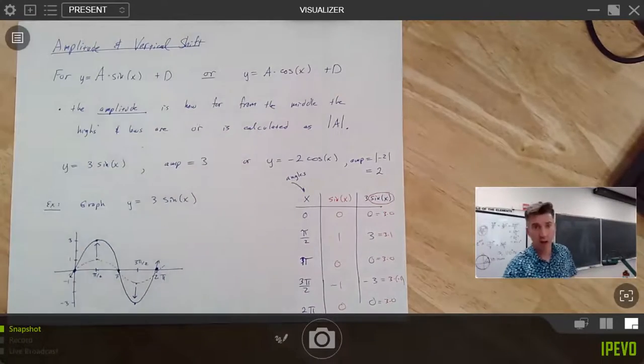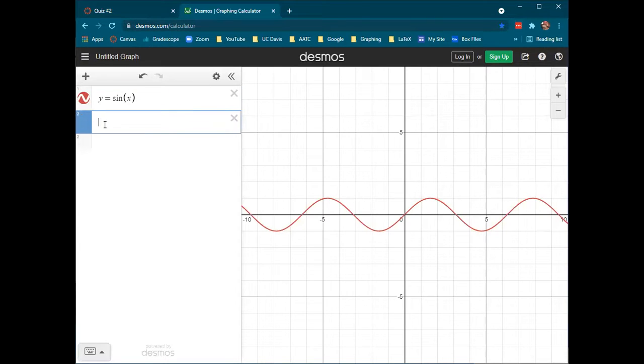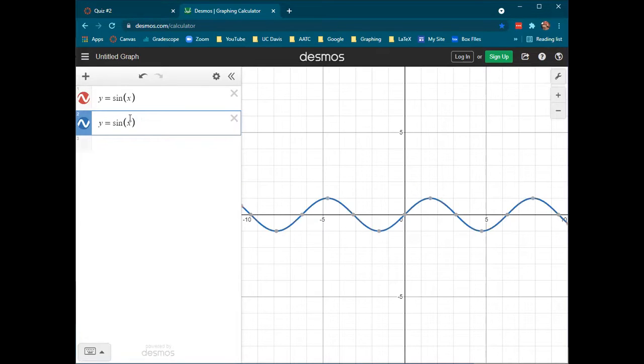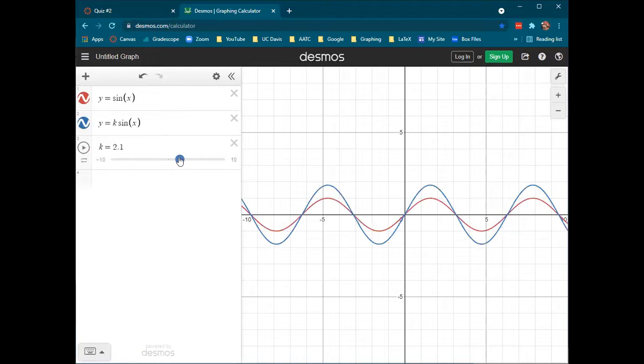Good question, though. So you could totally say, what does that look like? I know we just graphed it, but look, you can totally see that. In fact, something even neater you can do with Desmos is, instead of using 3, you can just plug in a letter for a constant. And then you can add a slider, and then you can see what happens if k gets bigger and bigger and bigger. Oh, look at that.